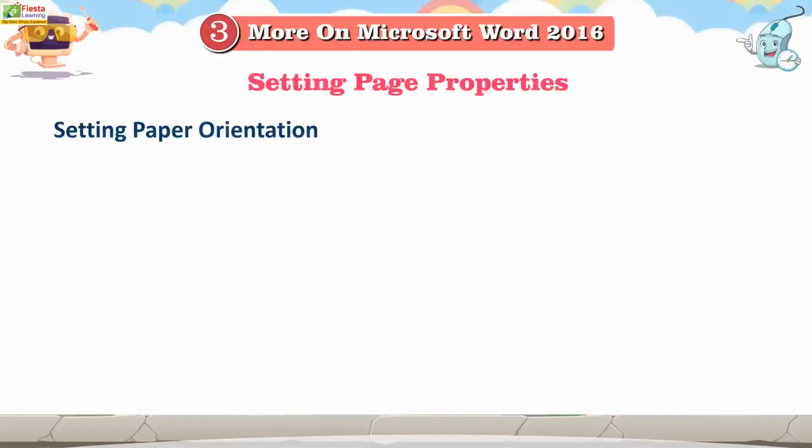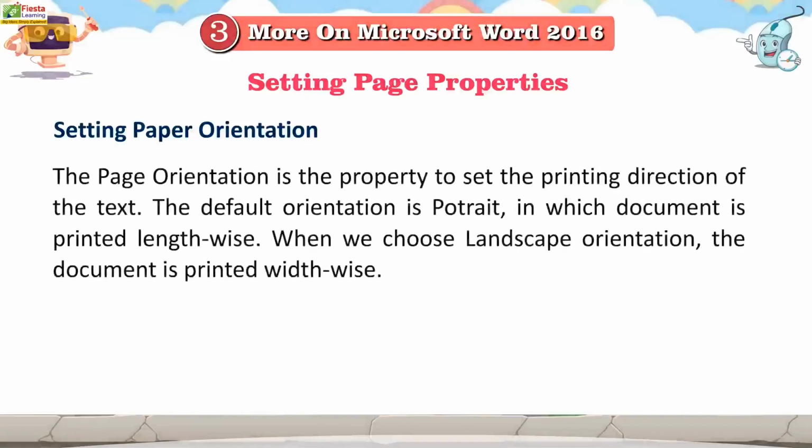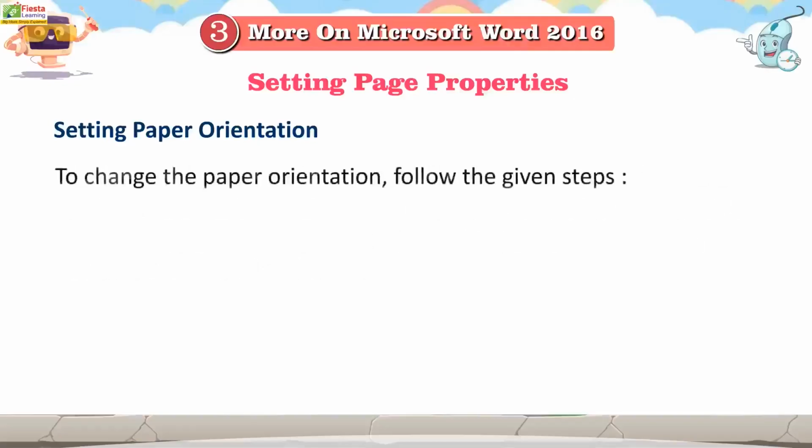Setting paper orientation. The page orientation is the property to set the printing direction of the text. The default orientation is portrait, in which the document is printed lengthwise. When we choose landscape orientation, the document is printed widthwise.